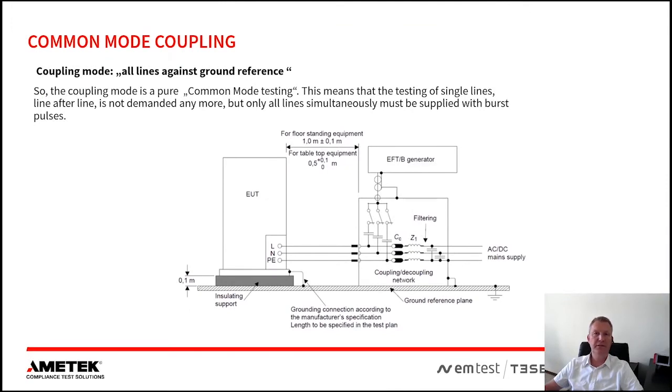Besides the fact that we have to calibrate the generator in common mode, we also have to test in common mode. That means that the single line testing, line after line, is not demanded anymore. Only the common mode is specified.